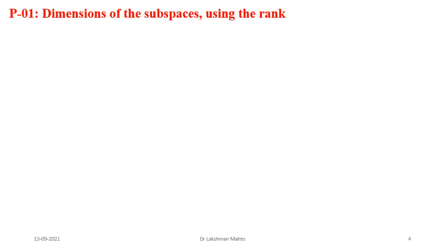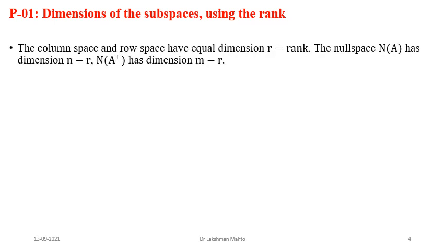In linear algebra, the name of that theorem is the Sylvester theorem. It simply says that the column space and row space have equal dimension, which we call the rank of the matrix. So both share the same dimension. There is a proof already, and I don't want to go into that proof.